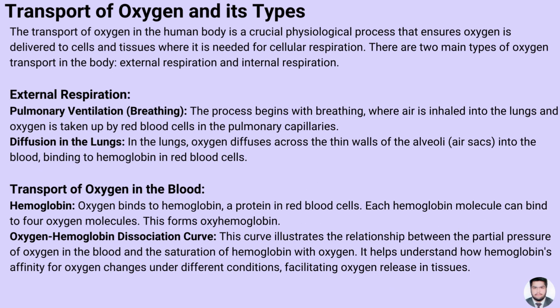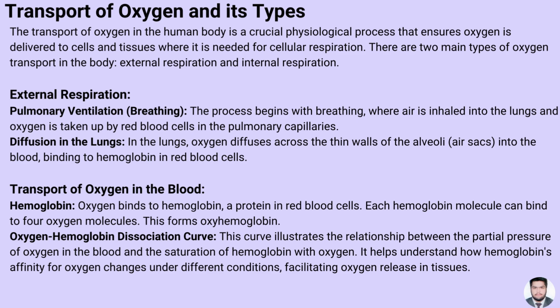Transport of oxygen and its types. The transport of oxygen in the human body is a critical physiological process that ensures oxygen is delivered to cells and tissues where it is needed for cellular respiration. There are two main types of oxygen transport in the body: external respiration and internal respiration. External respiration, pulmonary ventilation, breathing.